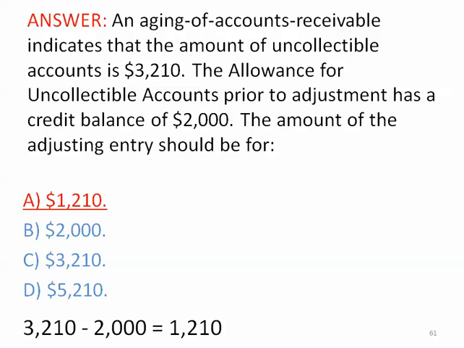Just as an aside, this is not asked in this question, but we would debit uncollectible account expense for $1,210 and we would credit the allowance account for the $1,210. So that's it on that one. Even though it's a lot of writing, it's not a bad problem to do. And then we do have one more.